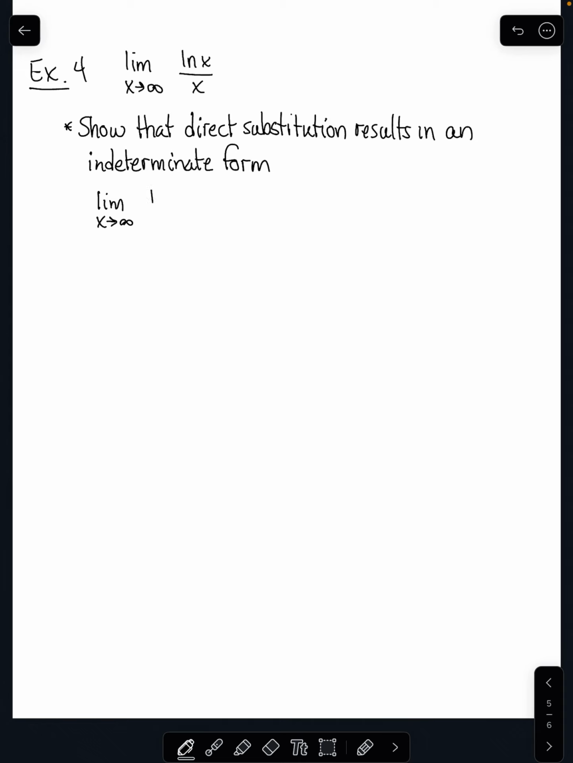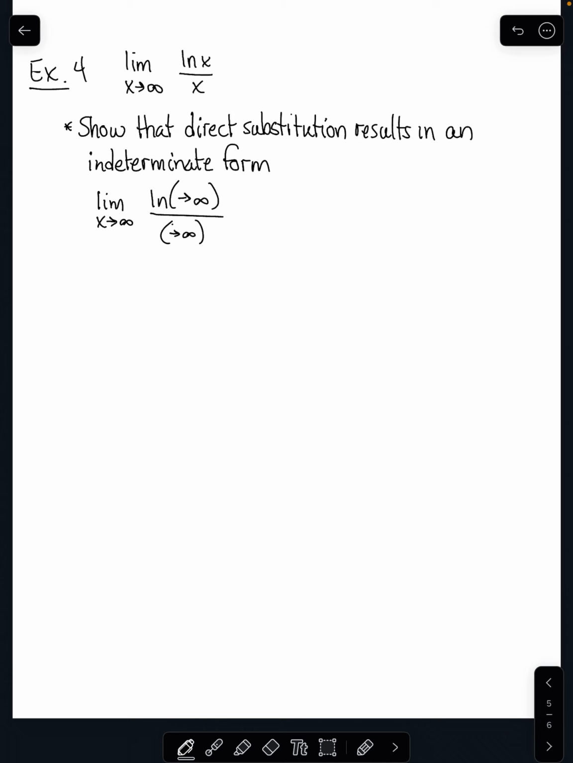Well, direct substitution here is a little bit weird because we can't actually evaluate these things at infinity, but we can talk about what happens to these functions as x approaches infinity. We know that the natural log function does increase on its entire domain. And furthermore, it does not have an upper bound. It does not have a horizontal asymptote that it approaches. It does grow forever. It might grow very slowly, but it does grow forever.